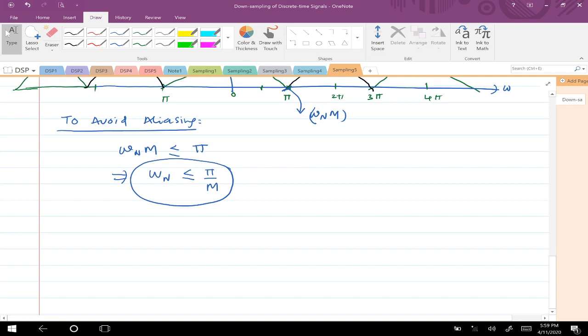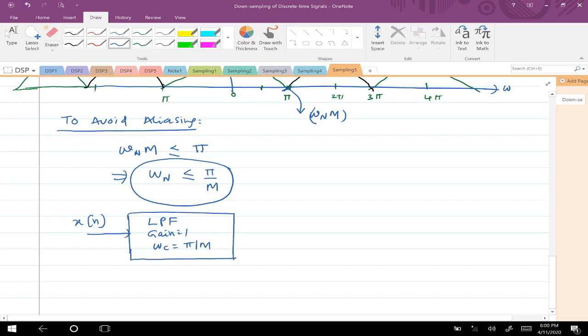So how could I write it? For example, you have a signal x of n which has a frequency more than this for the m that you want to use. You pass it through a low pass filter whose gain should be equal to 1, and its cutoff frequency omega c should be equal to pi by m. You pass it through that low pass filter.